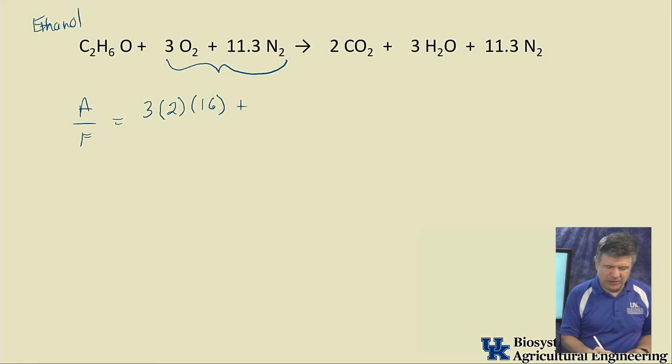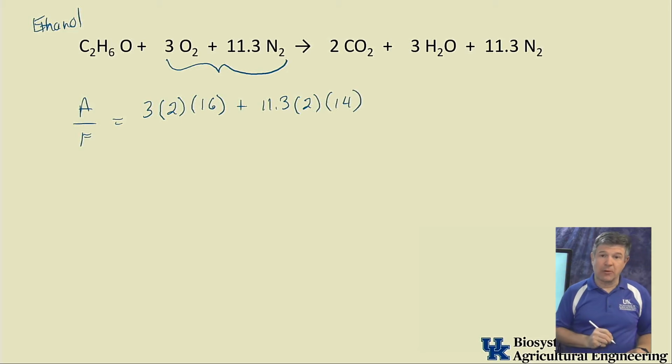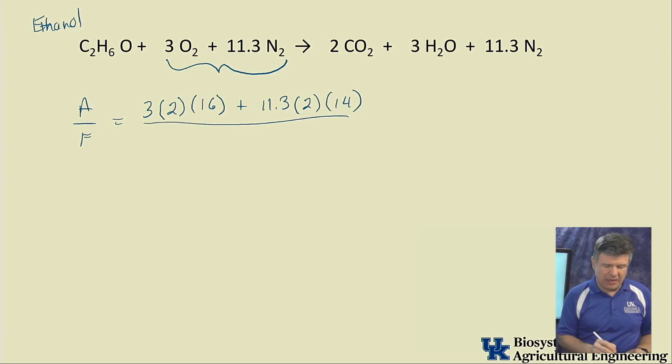I'm going to add to that how many nitrogen molecules are tagging along. I got 11.3. Each one of those molecules has 2 atoms in it, so 11.3 times 2. Each atom has an atomic weight of 14, so there we go. That's my air. That's the mass of air that's going through that. Divide that now by the mass of fuel.